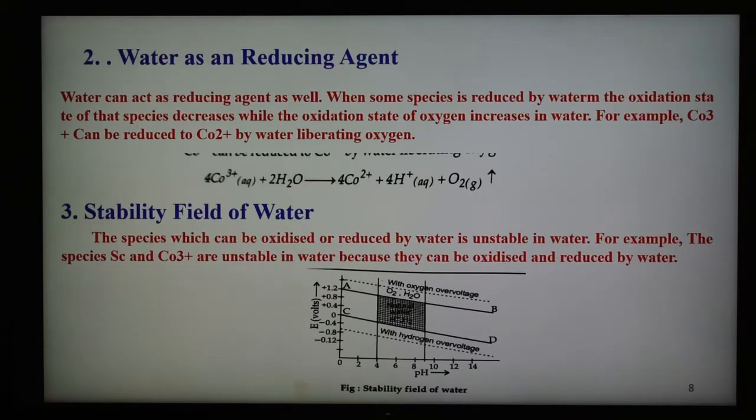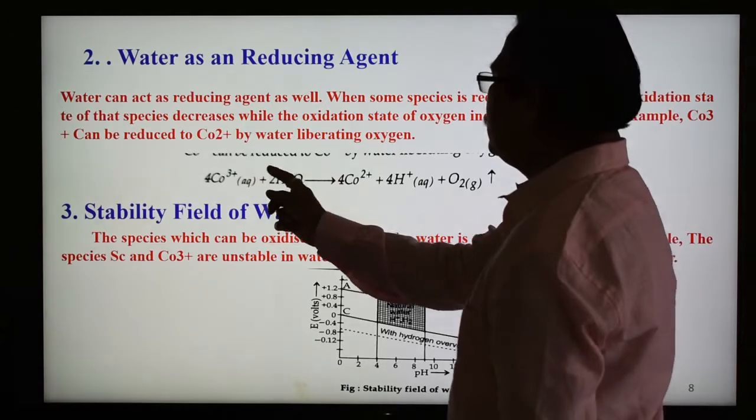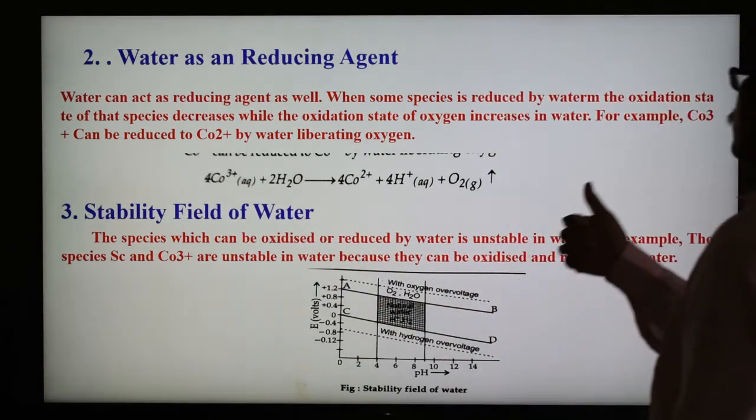The second important point is water as a reducing agent. Water can also act as a reducing agent, because some species are reduced by water. The oxidation state of the species decreases while the oxidation state of oxygen in the water increases. For example, cobalt 3+ can be reduced to cobalt 2+ by water, liberating oxygen. In the reaction shown here, cobalt 3+ reacts with water, forming cobalt 2+, H+ and oxygen. So here water reduces cobalt 3+ to cobalt 2+.